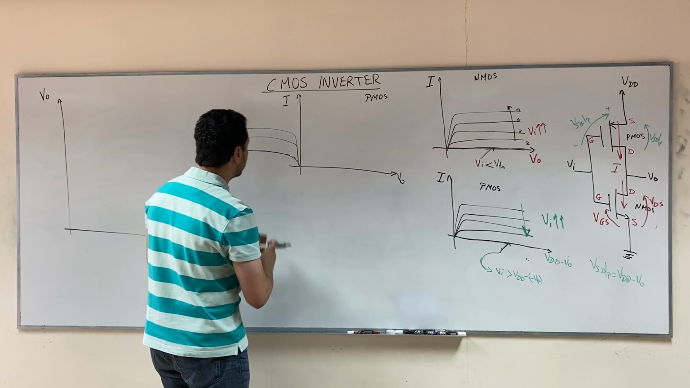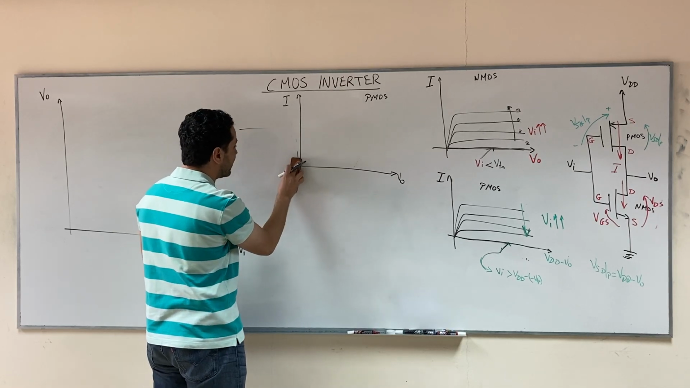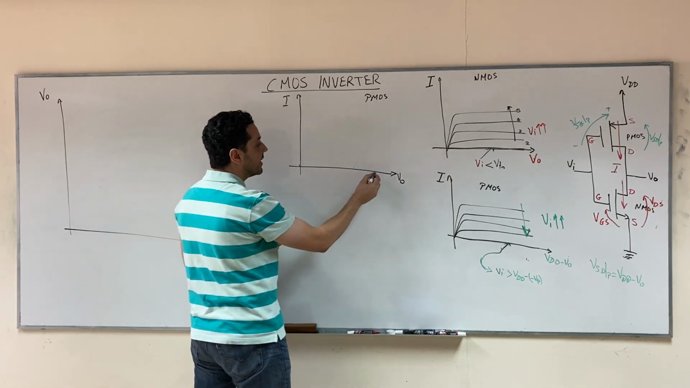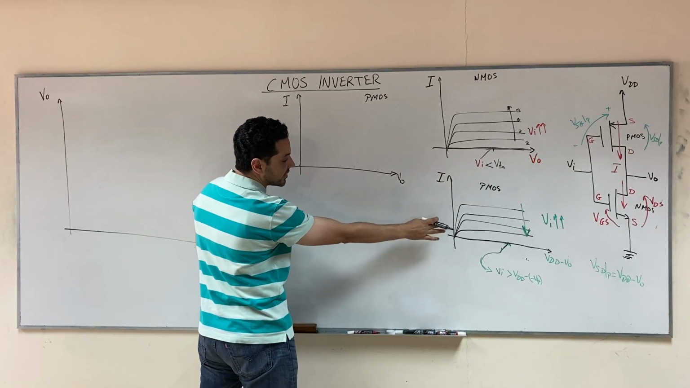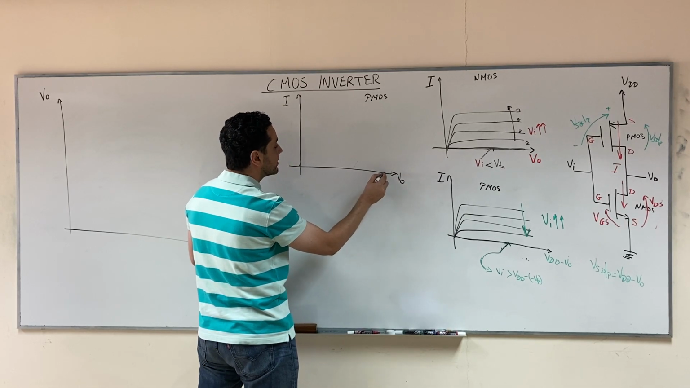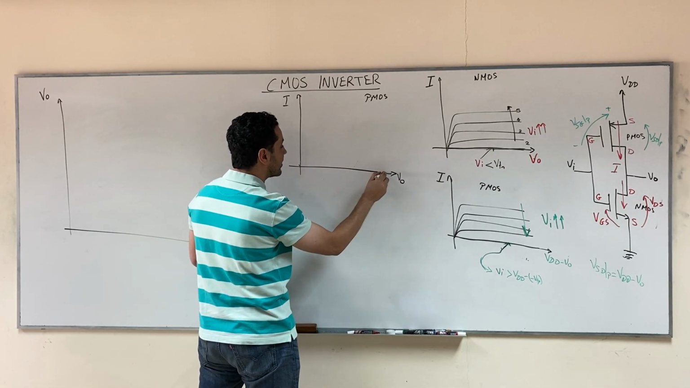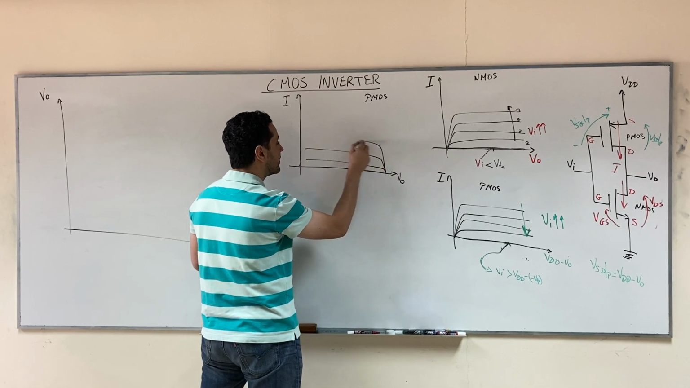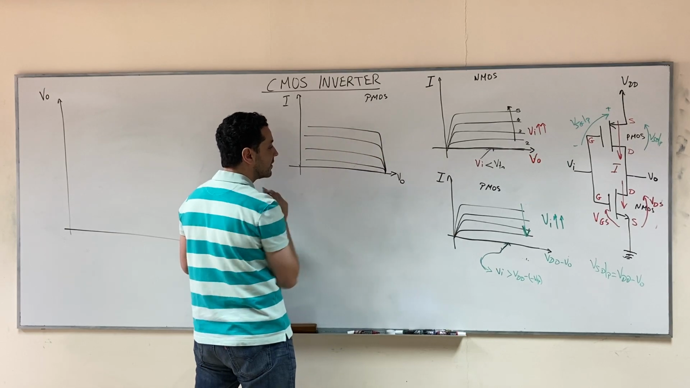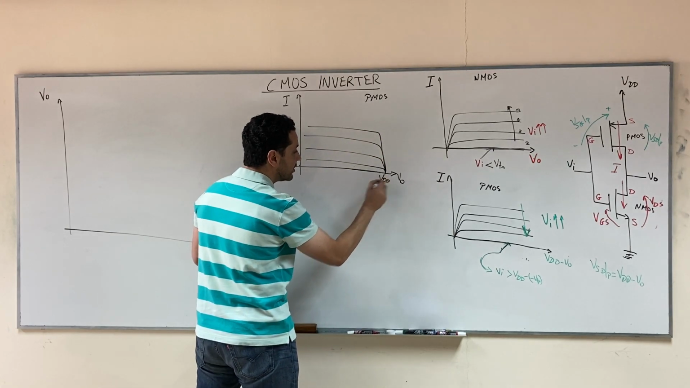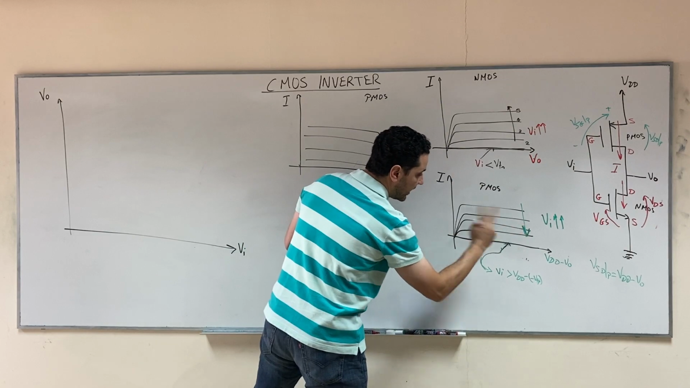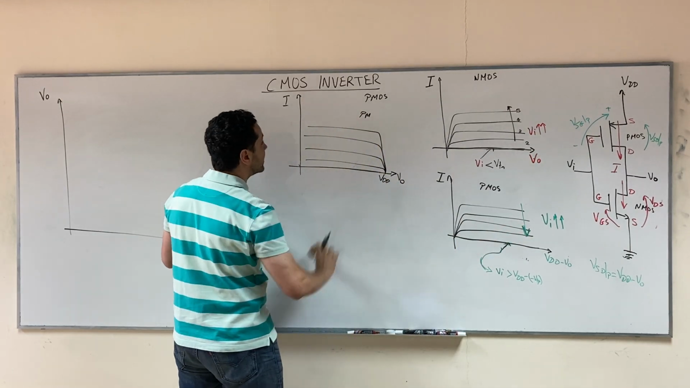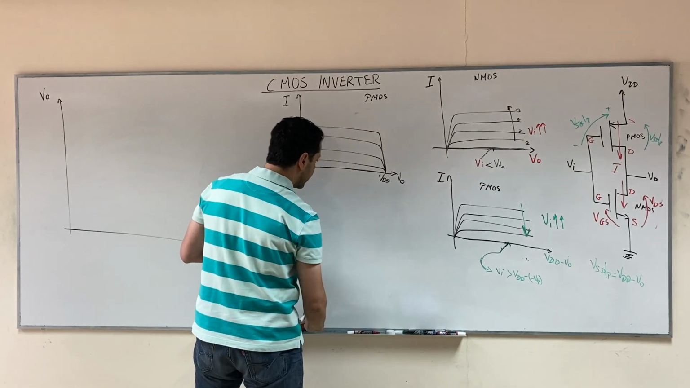So what you will get, and this is something you must have studied in the signals and systems course, if you want to plot the same set of curves but with V out, you will get a set of curves that look like this. And this point will be VDD. So you reflect and you shift by VDD. So these curves will be for the PMOS.